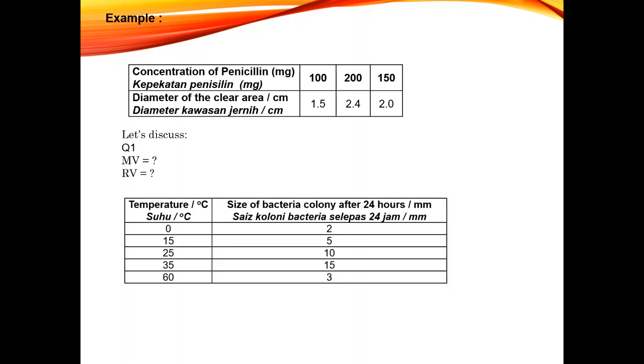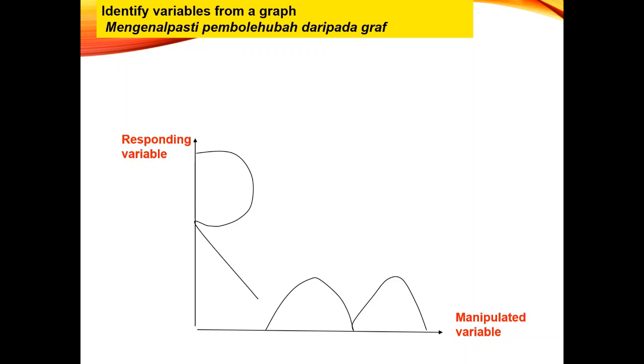The next example: the left column refers to the manipulated variable, and the right column refers to the responding variable, which is the size of bacterial colony after 24 hours. Next, we look at how to identify the variable from the graph. If the question didn't give you a diagram or a table, but gave you a graph like this, how are we going to identify the variables through the graph?